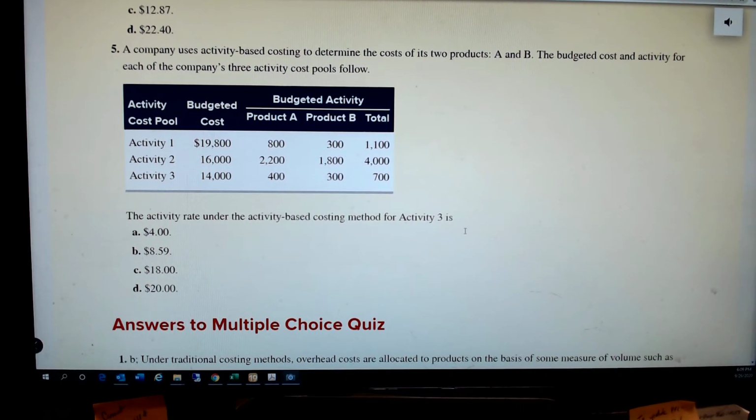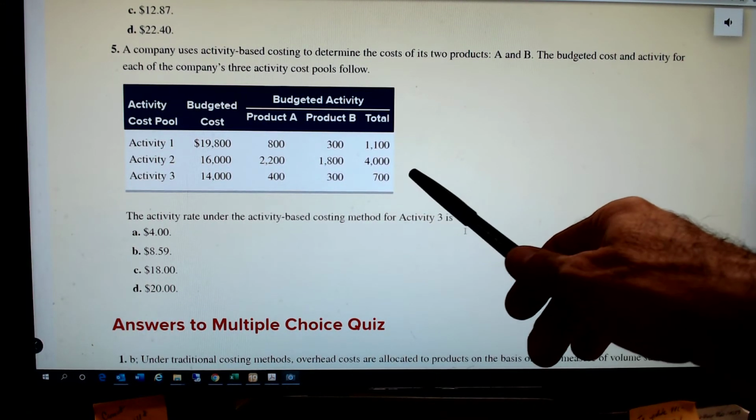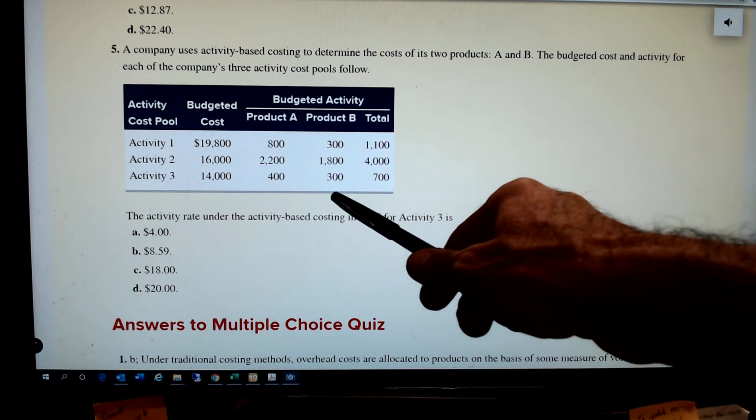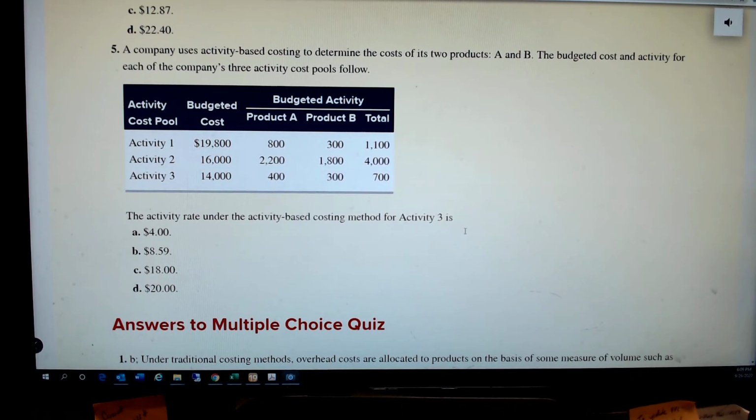So how much would be allocated to A? Well, $20 times 400. How much to B? Well, 300 times $20. Let's look at the prior text and see what those kind of questions look like. See if those will help us at all, like we did in the prior chapter.